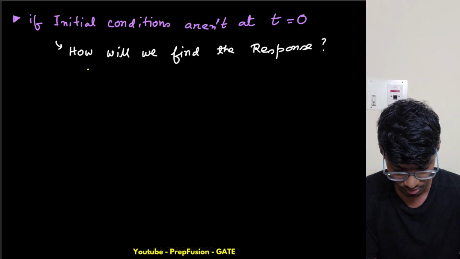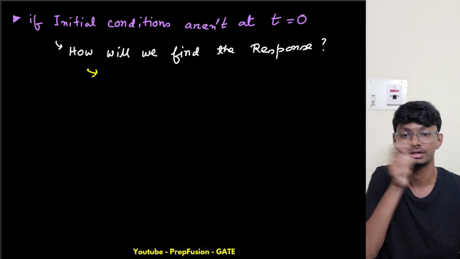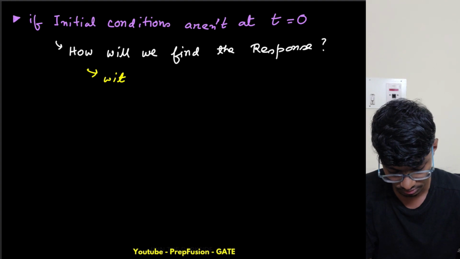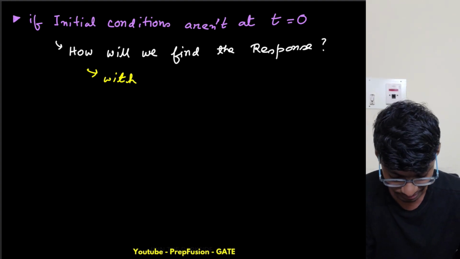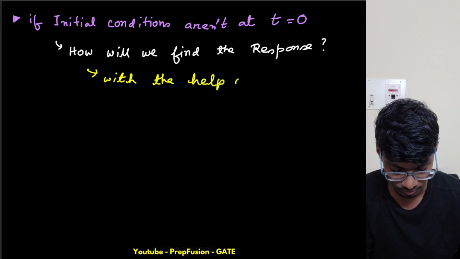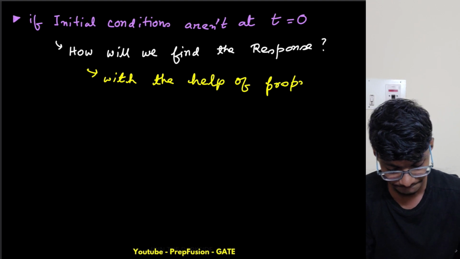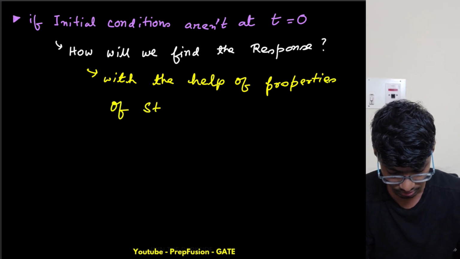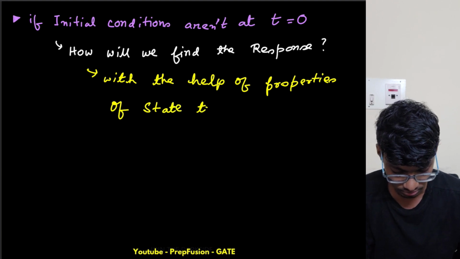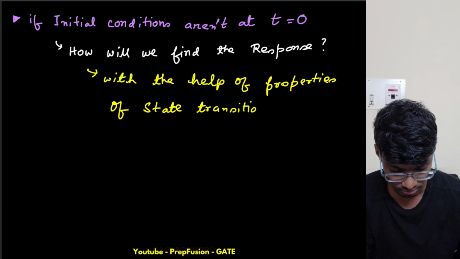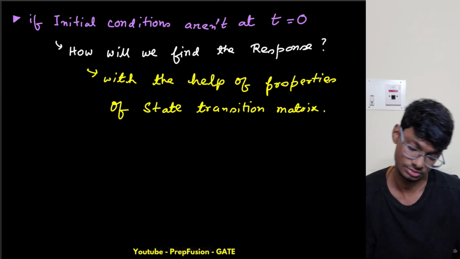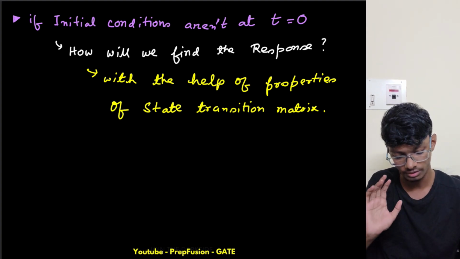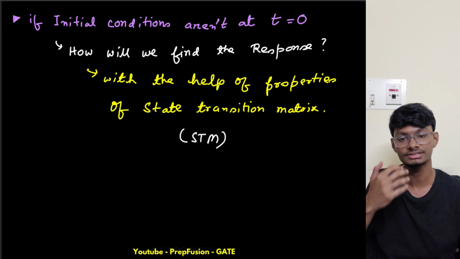So basically I will find my response with the help of the state transition matrix, with a few properties. With the help of the properties of the state transition matrix. So that's why we will learn a few properties of the state transition matrix. In short, I write state transition matrix as STM.